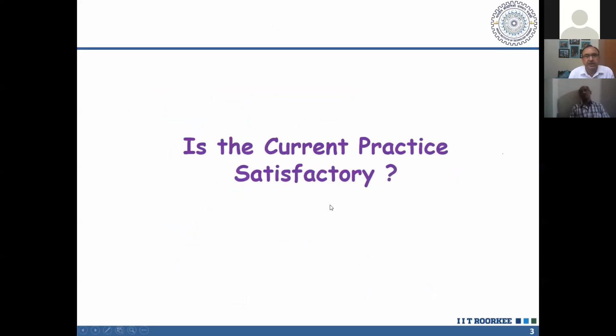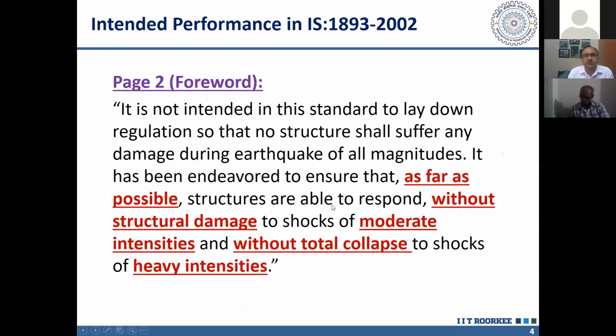If you look at the foreword in the 1893 version, it read like this: that the structure, when designed as per that standard, may suffer damage during an earthquake, and that is intended. The code did not have any framework for that, but the intention of the code was that, as far as possible, in case of earthquakes of small magnitude, the structure will be able to respond without structural damage.